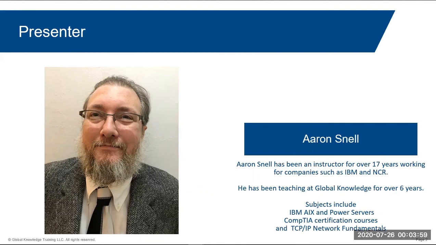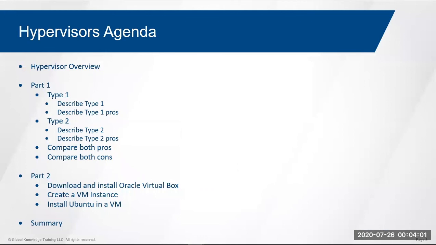Now, about the course, this is what we've got. We've got a hypervisor overview, just to give you an idea of what we're actually talking about. The hypervisor is sort of the core piece to doing virtual machines. Then we'll talk about part one: type one hypervisors versus type two hypervisors. We'll compare both of them and we'll look at the cons of both of them.